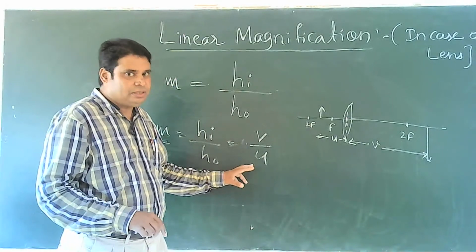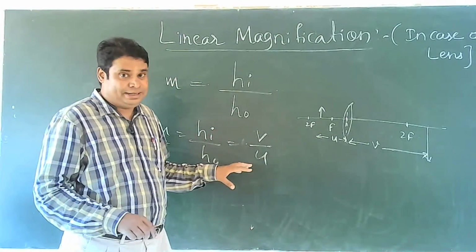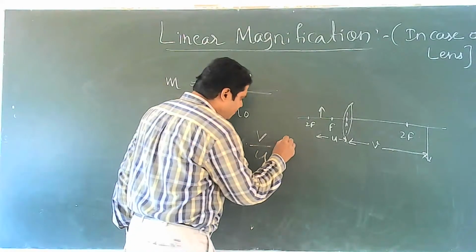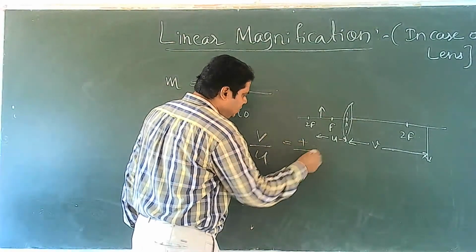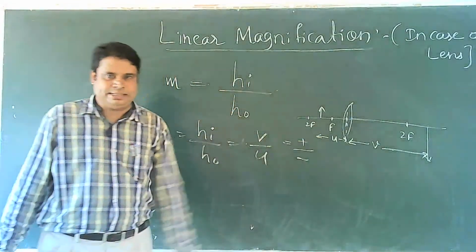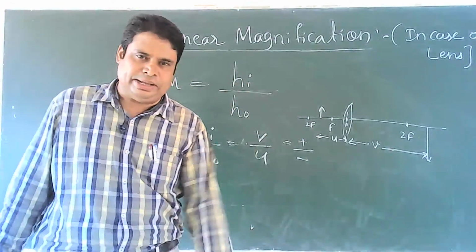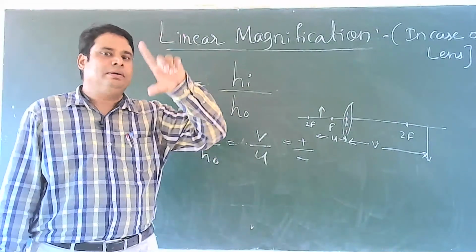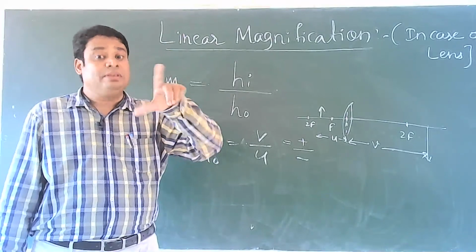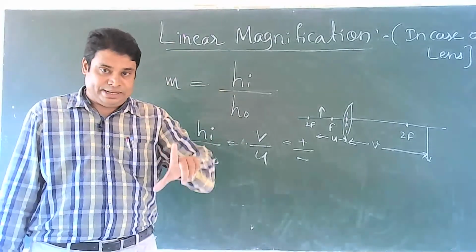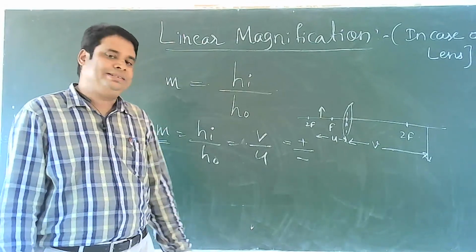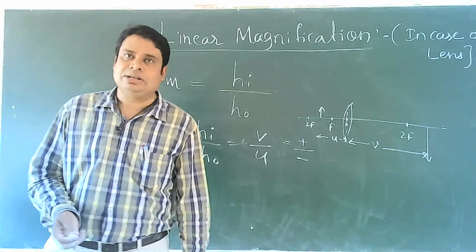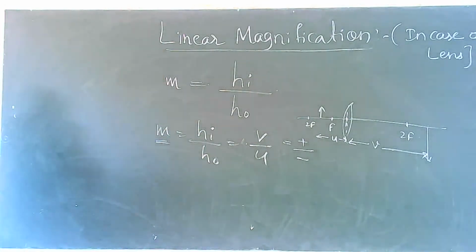Here we can estimate that the image formed is real, as the sign is negative because V is plus and U is minus. Finally, we get the answer as negative. As it is negative, the image is inverted. What is the size? It is enlarged. Magnitude of M is greater than 1, so it is enlarged.